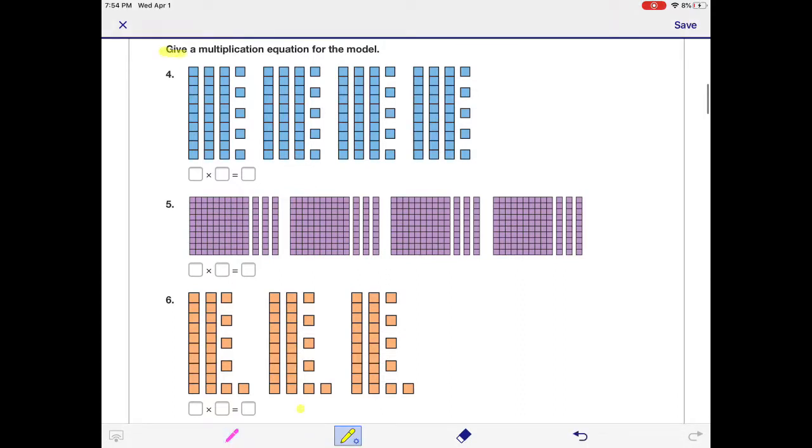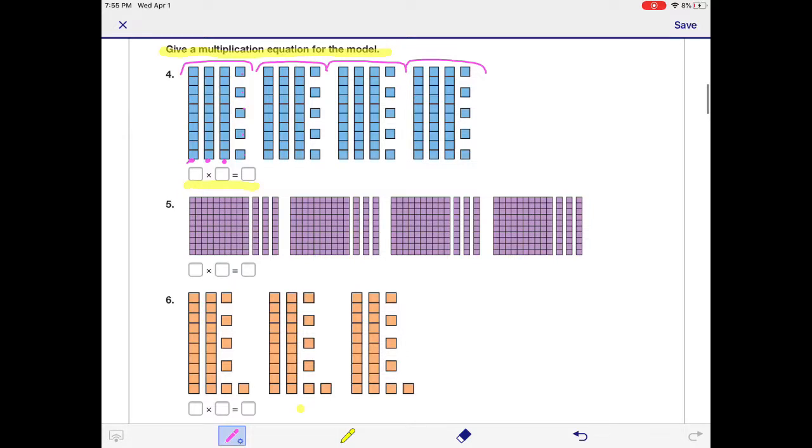Okay, so these ones say, give a multiplication equation for the model. A multiplication equation, which you can see right here. They gave you little boxes to fill out. All right, how are we going to do that? Well, you see 4 groups here. There's one here, one here, one here, and one here. Each one of those, what is the decimal that is represented? We've got 3 strips that each represent a tenth. So you have 3 tenths, and then you have 5 hundredths.